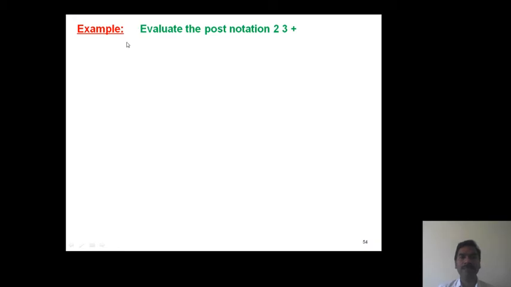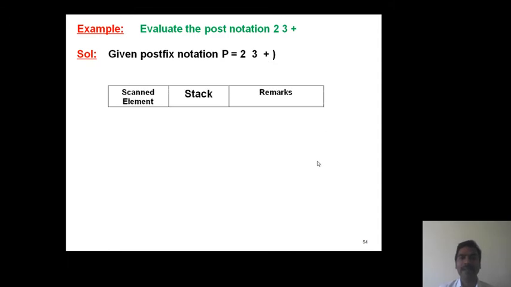Let us consider this example. Evaluate the postfix notation 2 3 +. Now the solution. First, the given postfix notation P is equivalent to 2 3 +. Now first we design a table format with 3 columns: scanned element, stack and remarks. Now as per the procedure, first we add a right parenthesis at the end of the given postfix notation. Now scan the symbols from left to right until a right parenthesis is encountered.